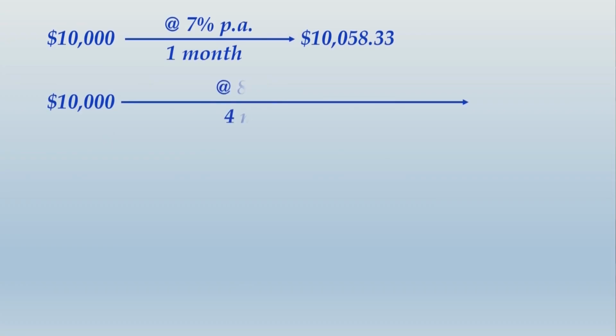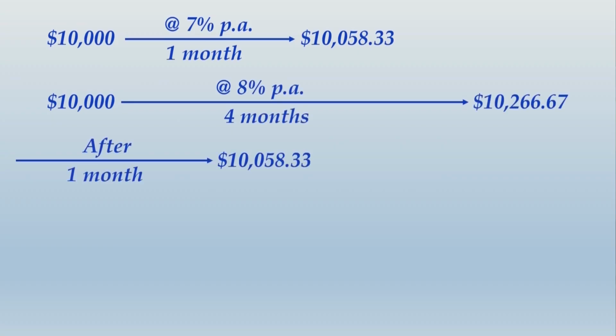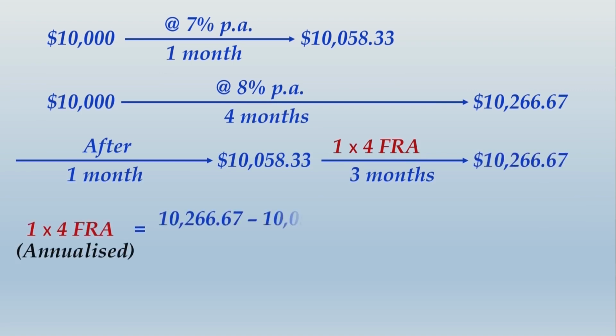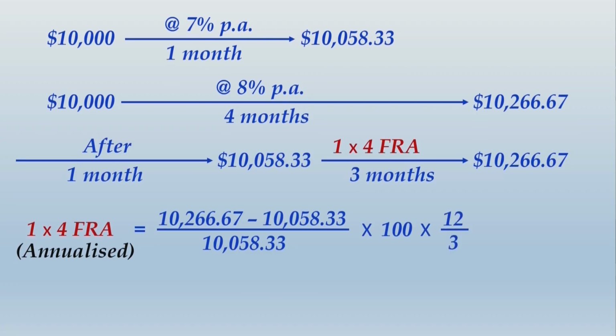I will not say a word over here. You know how to deal with these calculations. Just in case you did not get it correct, here is the guidance provided to you. The correct answer in this case, that is the 1 by 4 FRA rate that is annualized, should come to 8.285% per annum. Take note of this whole thing and then we move ahead.